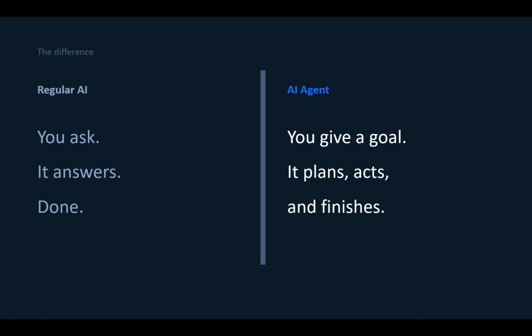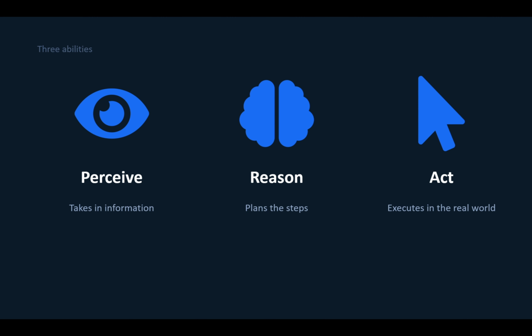For example, if you're trying to make a PowerPoint, again, you give it the goal, it plans it, it acts, and it finishes. Same thing with a website, right? So with a regular ChatGPT or regular AI, it just gives you the answer and done. With an AI agent, it actually plans everything. It uses the tools you give it, and it acts and completes the task. So the three abilities of the AI agent, like I mentioned before, it takes the information, perceives it, it reasons, it plans the steps.